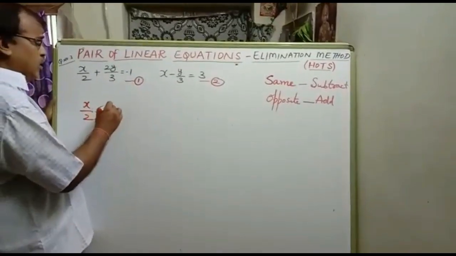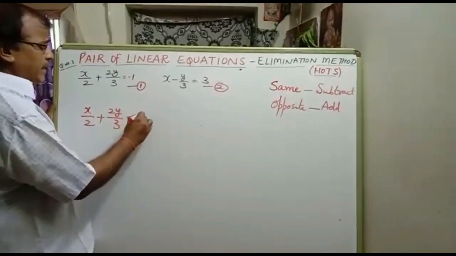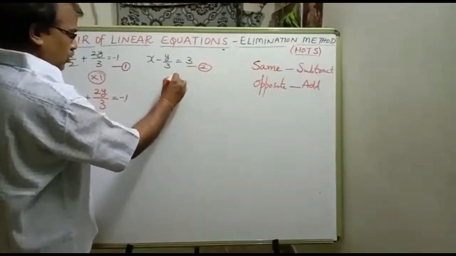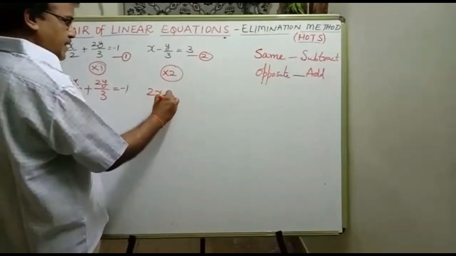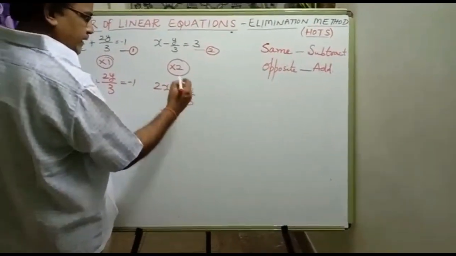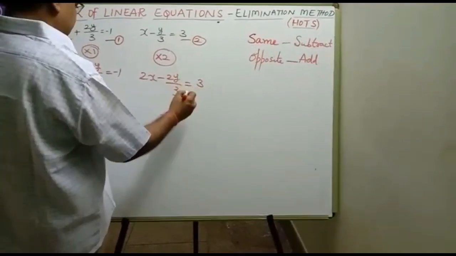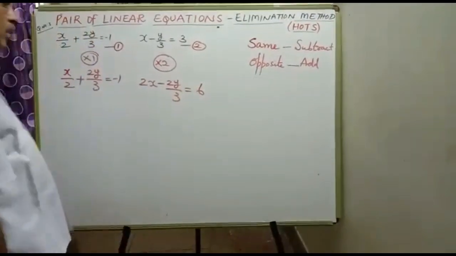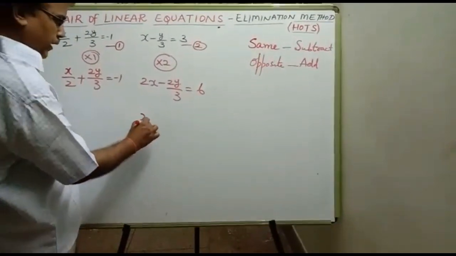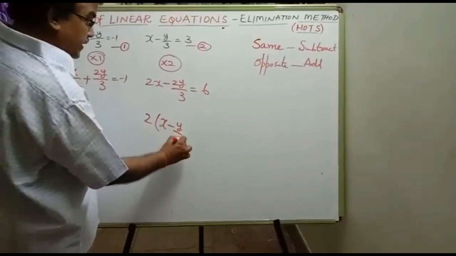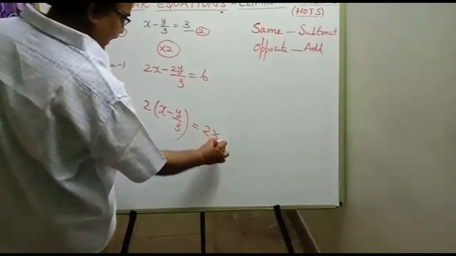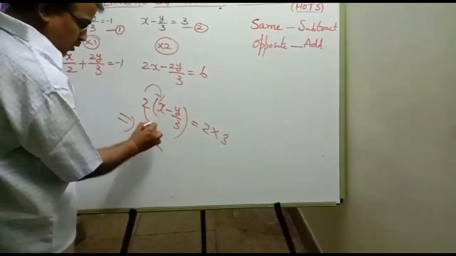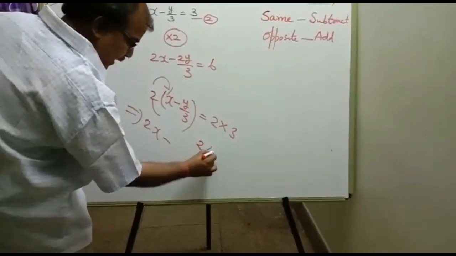x by 2 plus 2y by 3 is equal to minus 1. That is nothing but into 1 if you want. Here, definitely into 2, the full equation. That is nothing but 2x minus 2y by 3 is equal to 6, because 2 into (x minus y by 3) is equal to 2 into 3, that implies 2 into x, 2x minus 2 into y by 3.